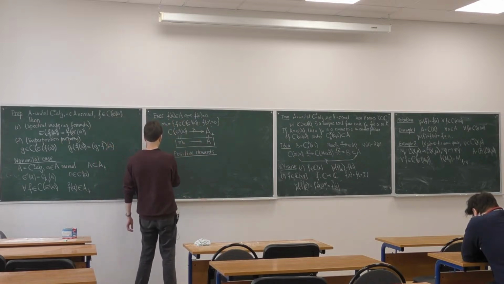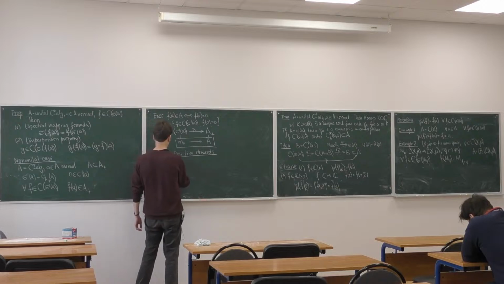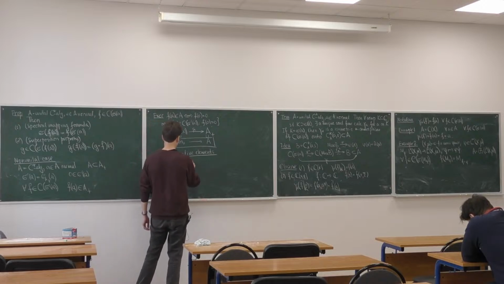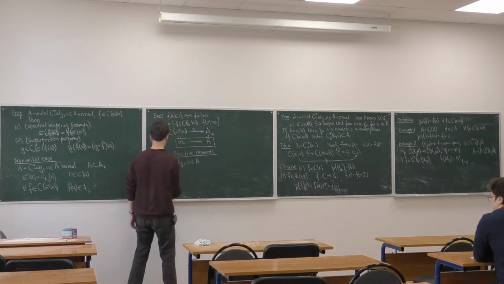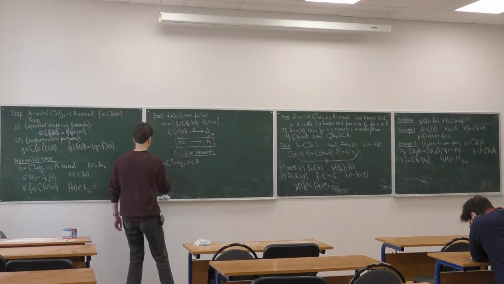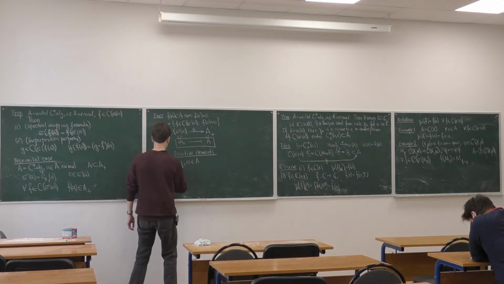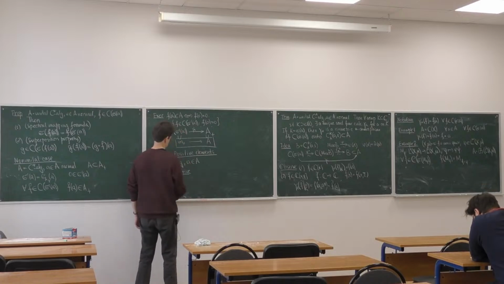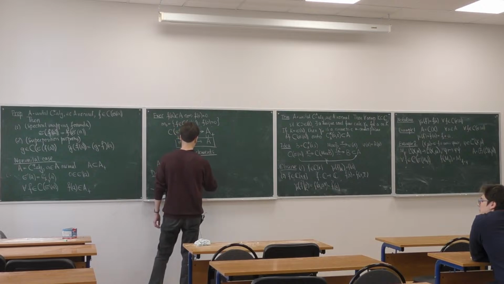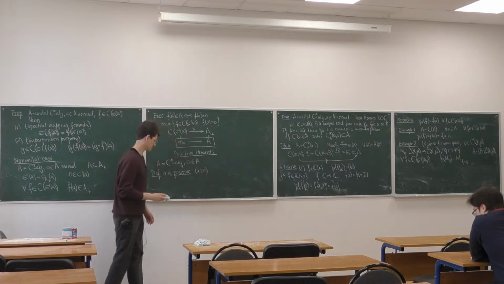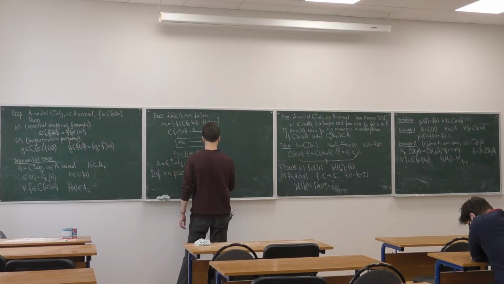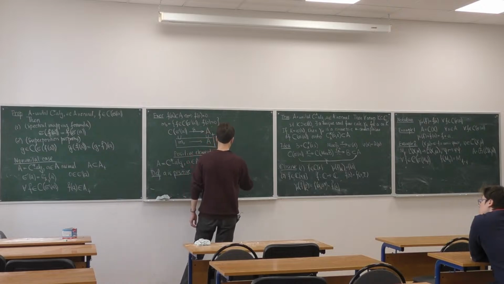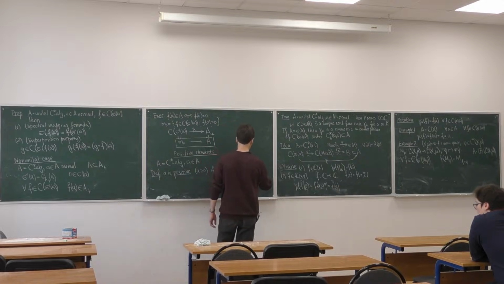So suppose that A is a C-star algebra, and little a is an element of A. We say that little a is positive, and use the following notation, if it is self-adjoint, and the spectrum of a is non-negative.